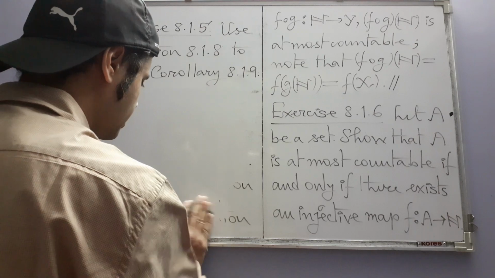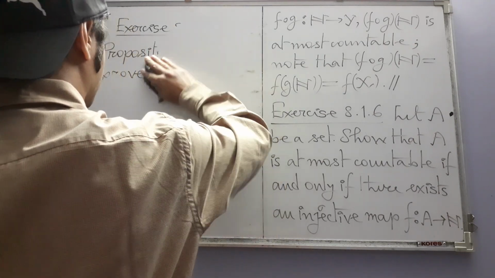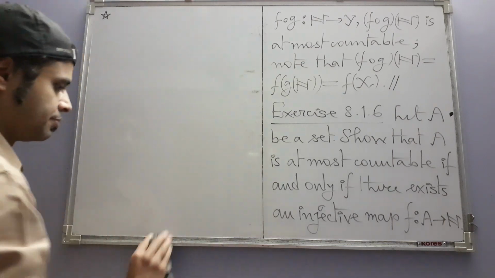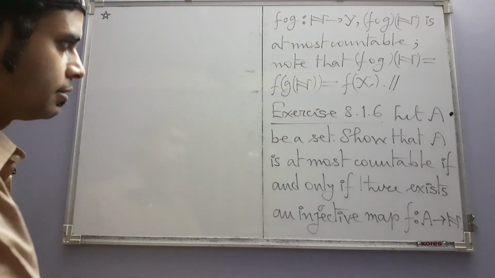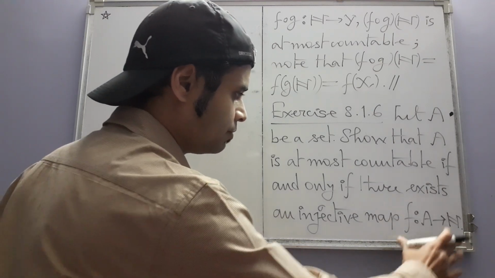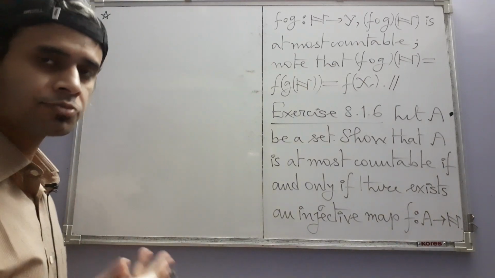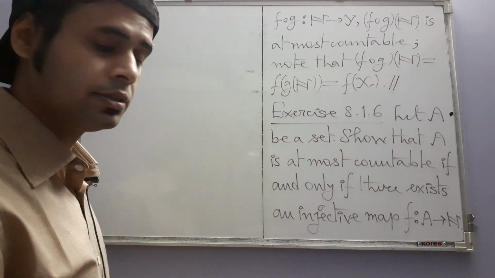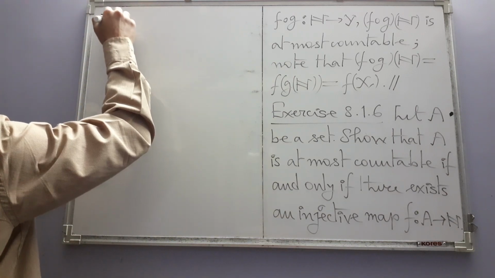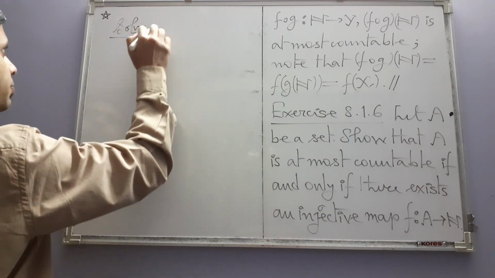So this is a necessary and sufficient condition for a set to be at most countable. That means we have to prove two things, and among them, let us first of all assume that we have one such function, and let us first show that A is at most countable, and then we will prove the converse. Solution.